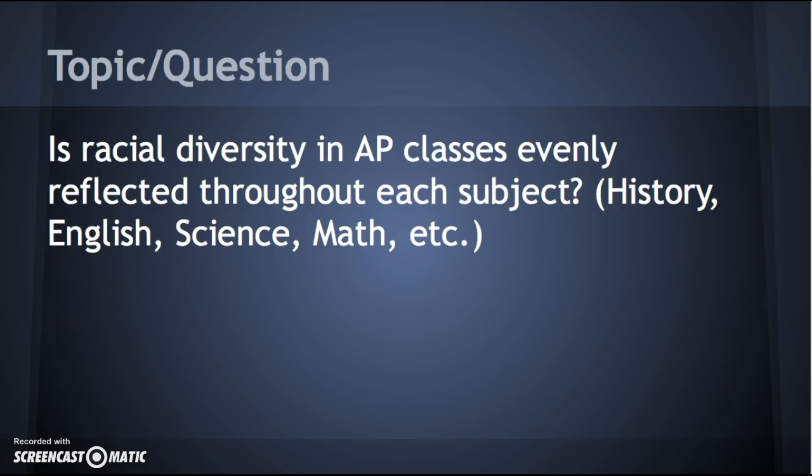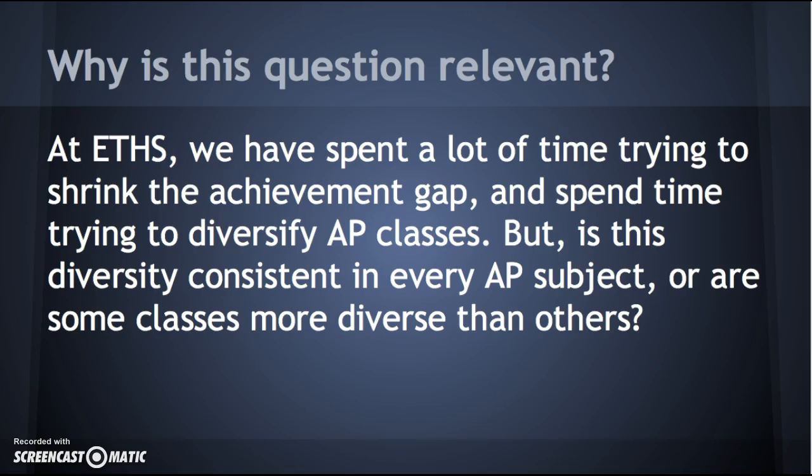The topic of the question is: is racial diversity in AP classes evenly reflected throughout each subject? Those subjects that I tested for are history, English, science, and math. This question is relevant because at ETHS, we have spent a lot of time trying to shrink the achievement gap and diversify AP classes, but I'm wondering if this diversity is consistent in every AP subject, the four subjects that I just listed, or are some classes more racially diverse than others?